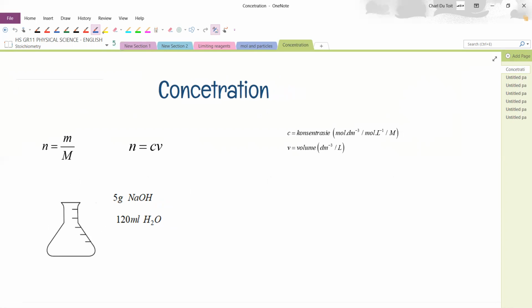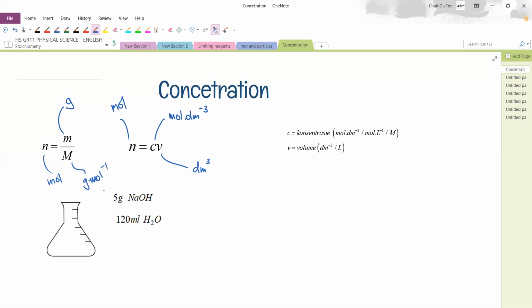There are two formulas that we need if we want to work with concentration. One is n equals c times V. So n is mole, c is concentration, in mole per cubic decimeter, and volume is in cubic decimeter. The other formula: n is the amount of mole, m is mass in gram, and M is molar mass in grams per mole. That formula you know.